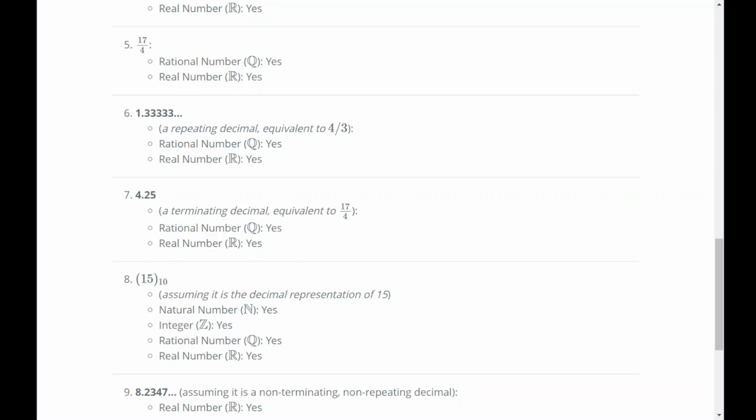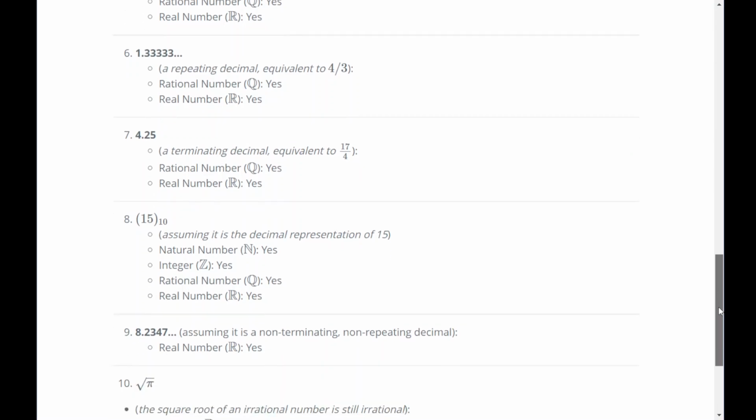Okay. 15 to the base 10. Well, essentially what I'm getting at here is that it's just 15. So it applies to all sort of number systems there, putting numbers into these sets. Okay. So 15 to the base 10 is just a decimal representation of 15. So it's a natural number, integer, rational number, and real number.